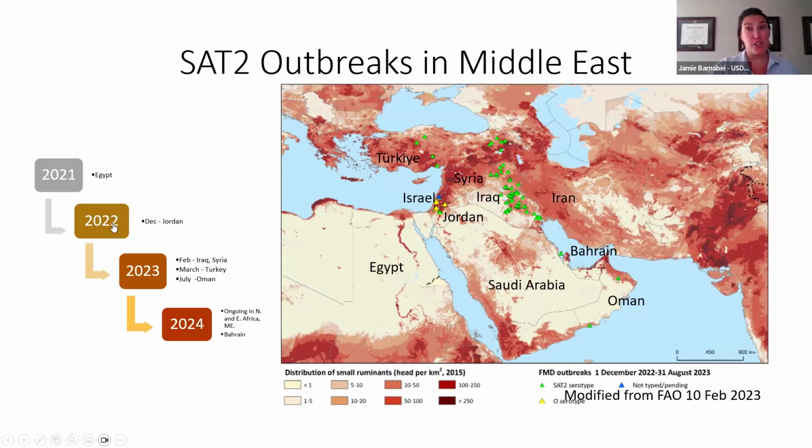By December of 2022, it had made its way into Jordan, right? So it kind of crossed over. By February in 2023, it hit Iraq and Syria. By March, it was in Turkey. And by July, it hit Oman, so all the way down here. And then this year in 2024, we've continued to see ongoing outbreaks in Northern and East Africa, in the Middle East, and then now pulling in Bahrain.